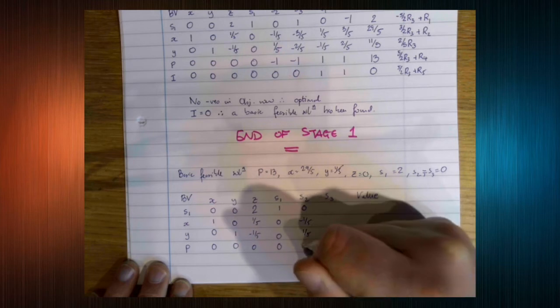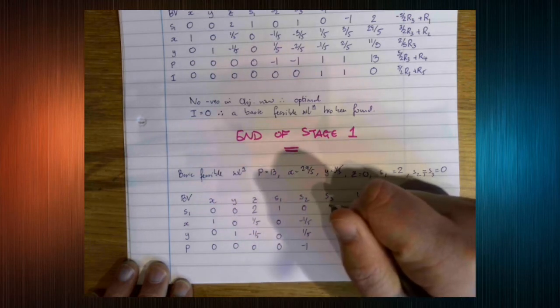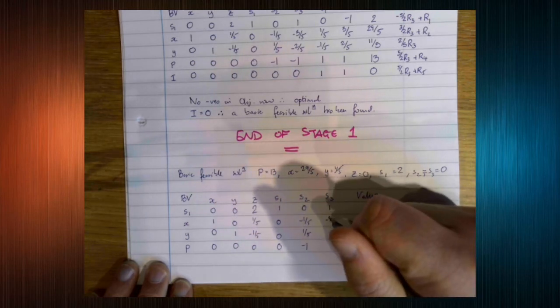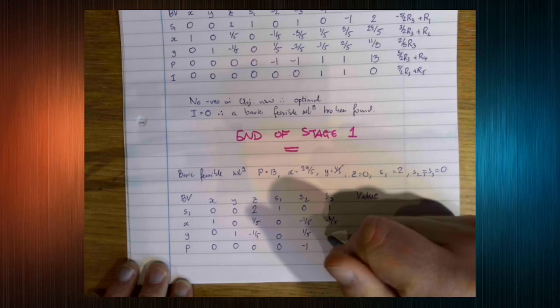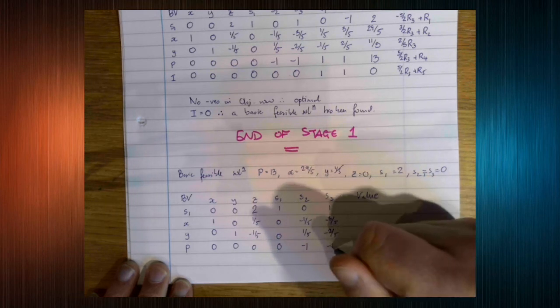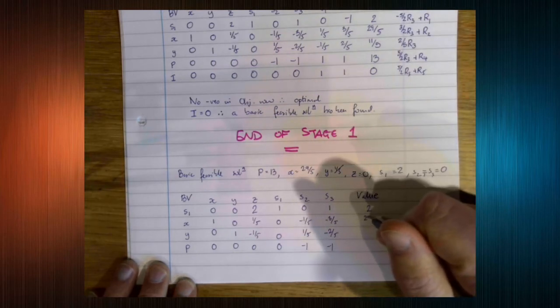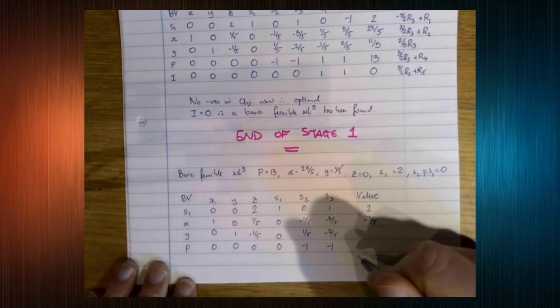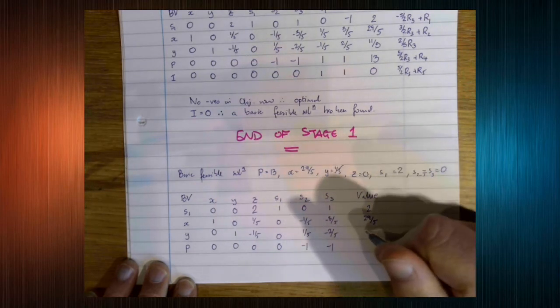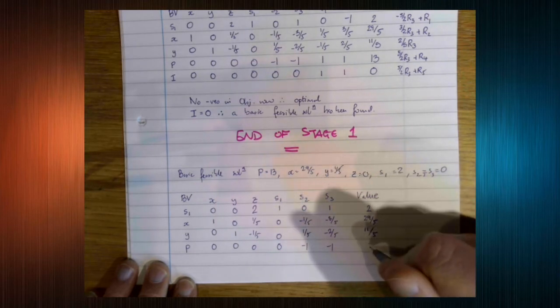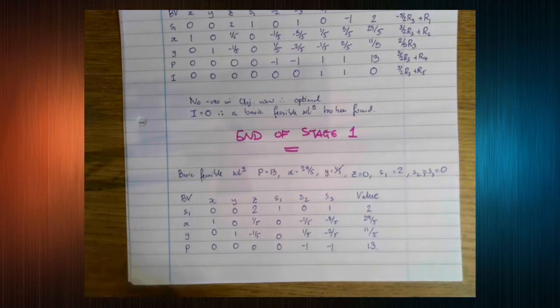Now we can see that we have some negatives in our objective row. That means we're going to need to go again. If it happens that in stage 1 you end up with no negatives here after you've taken out the I row, then you've found the solution. That is unlikely to happen. Okay? Stage 2 of the simplex method is now just doing normal simplex on this.